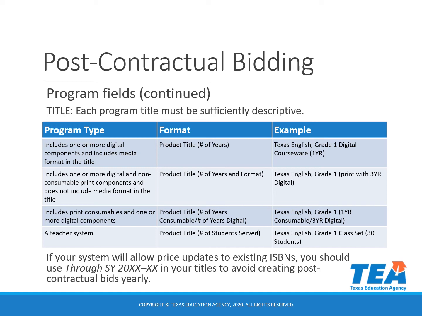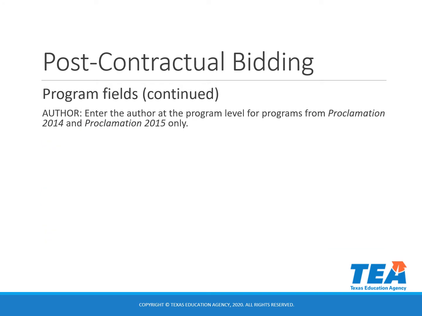If your program will allow price updates to existing ISBNs, you should use the through school year format in your titles to avoid creating post-contractual bids yearly. You will only enter the author at the program level for programs from Proclamation 2014 and 2015.